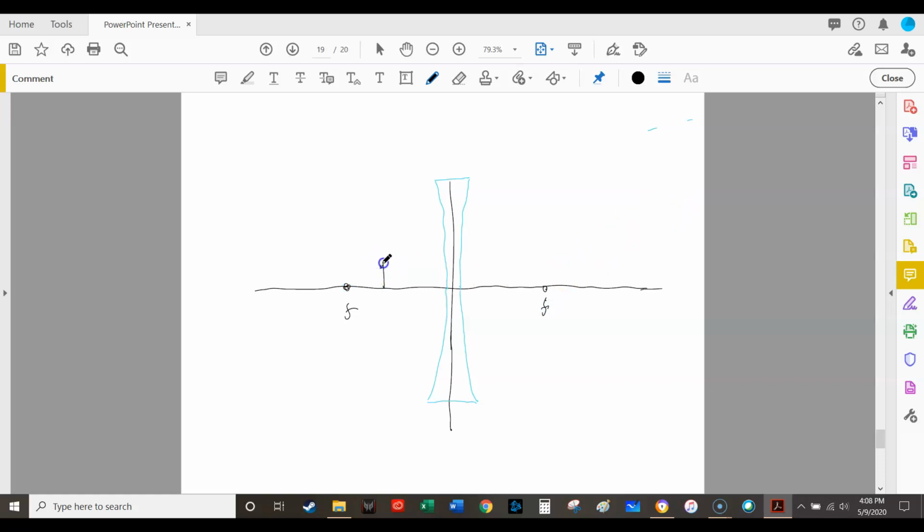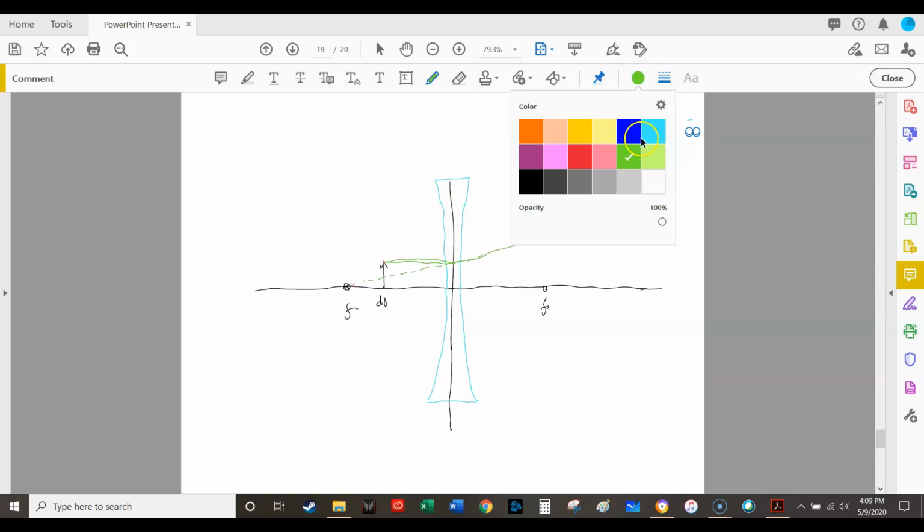I'm going to draw the object right here, and I'm going to label it, DO. All right, I'm going to try to use some different colors now. I'll use red for the parallel light ray. That red light ray is going to come straight in, hit the center of the lens, and it's going to diverge away from the focal point right there. Cool.